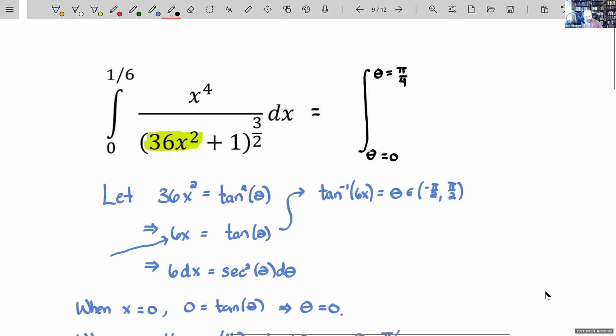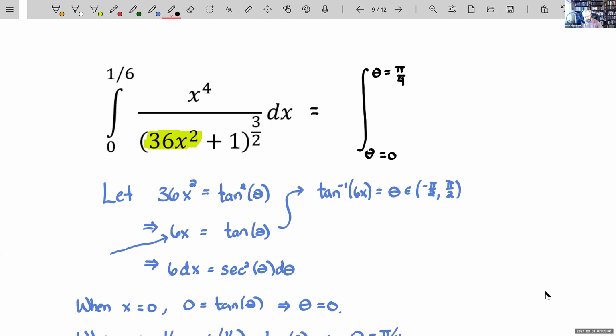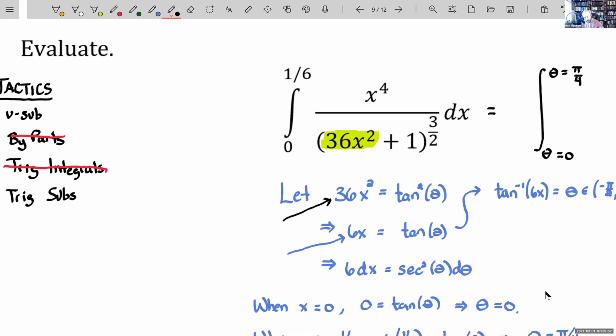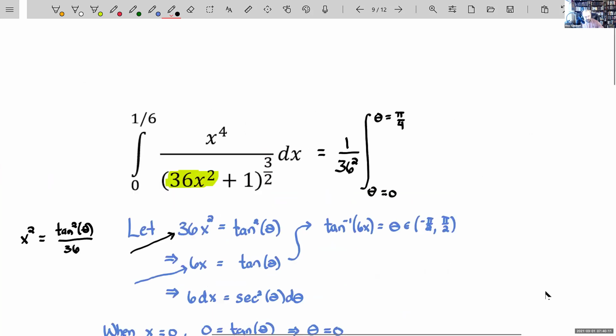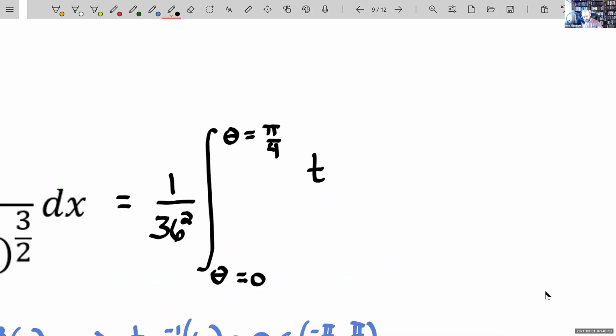Let's see. That x to the 4th upstairs. So let's go ahead, and I'm going to take this right here. I'll divide both sides by 36 and then square it. Let me go off to the left here. So x squared is going to be tan squared theta over 36. And then you would square both sides of that to get what x to the 4th is. So I'll plug that in. So x to the 4th is going to be 1 over 36 squared, whatever that is, and then tangent to the fourth of theta.